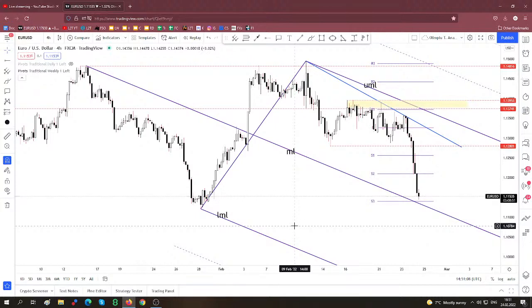Can you make a review of Canadian dollar, Japanese yen? Yeah, Hassan, I will take a look at that market. I will take a look at the Japanese yen as well.